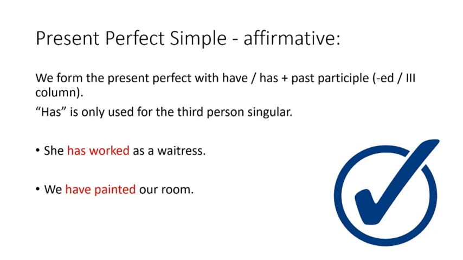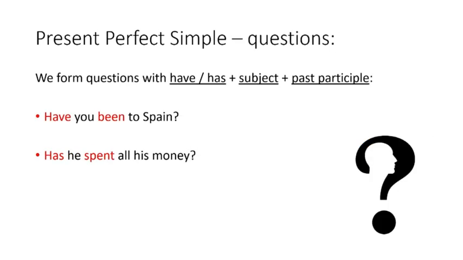Okay, so let's take a look at questions now. We form questions in present perfect using have or has, so this auxiliary verb, plus subject, plus past participle. For example, have you been to Spain? Have comes first, then the subject, you, and then the past participle of the main verb, in this case, been. Have you been to Spain? Has he spent all his money?